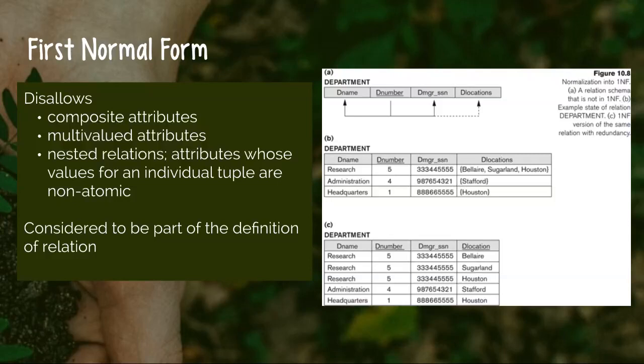You can see that in the example given here. In the department table, location is a multivalued attribute. The department table has department name, number, manager's SSN, and the department location. So having a multivalued attribute is not allowed, so we have to decompose that department table in a way that the attributes have a single value. When we do that, it becomes a redundancy.